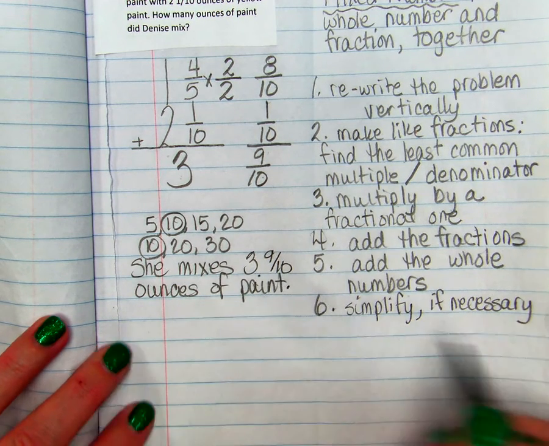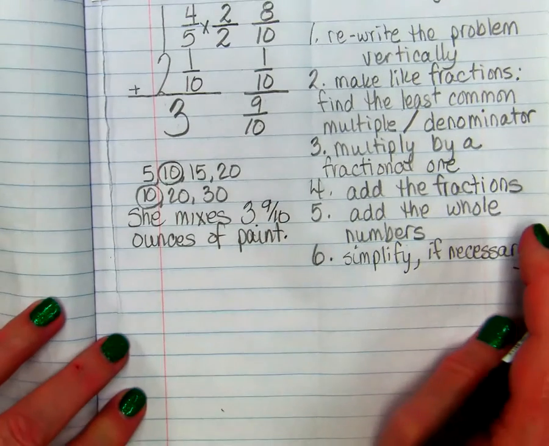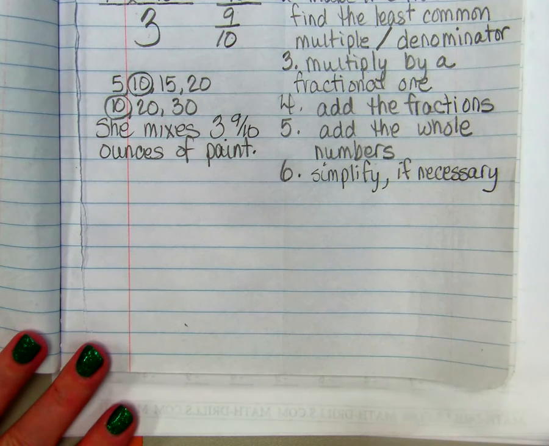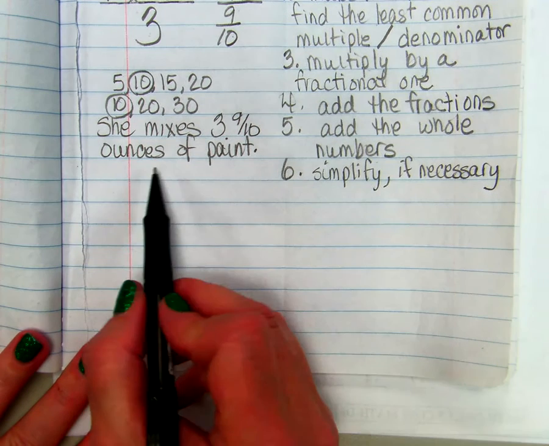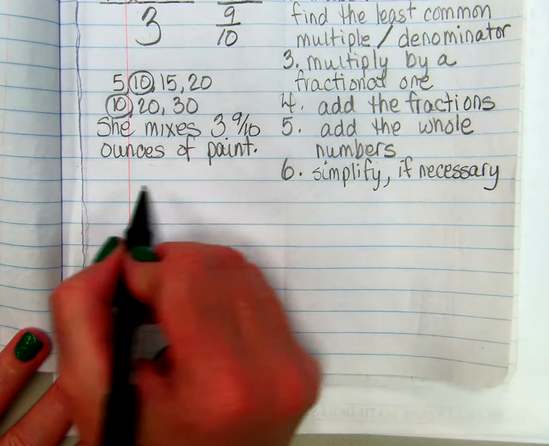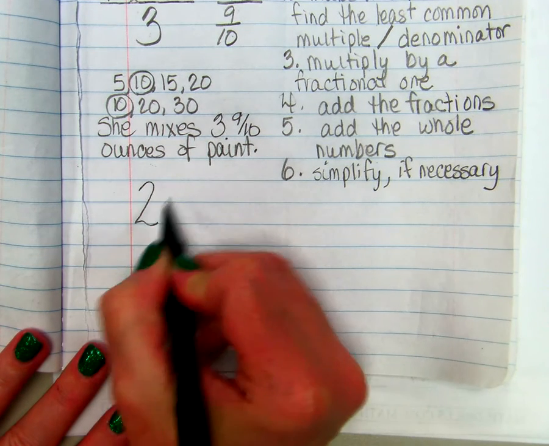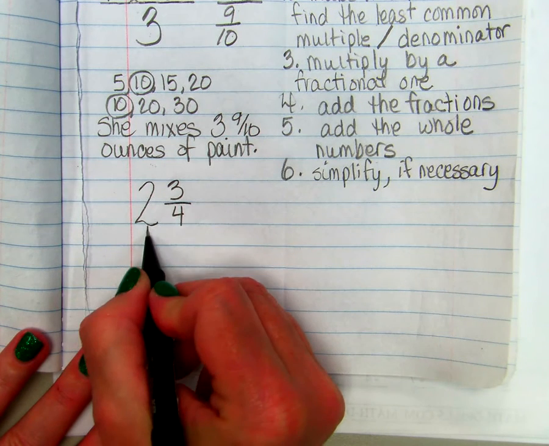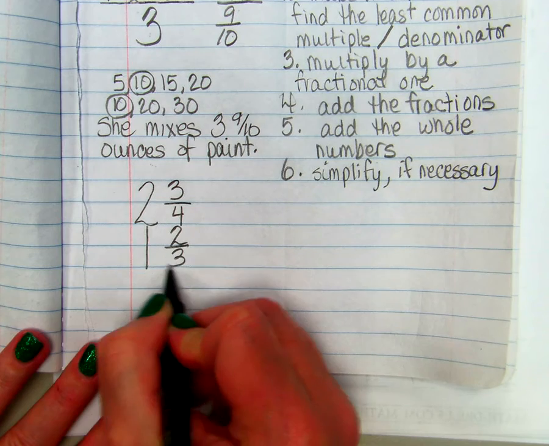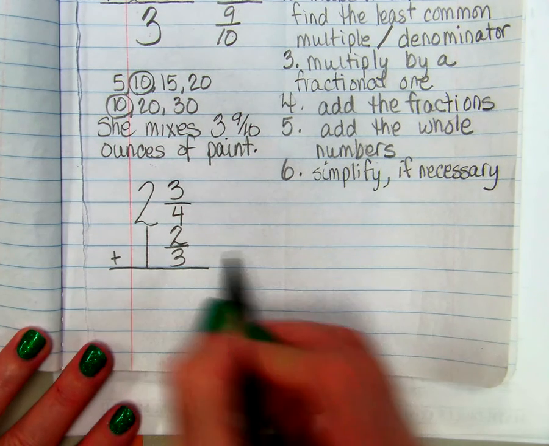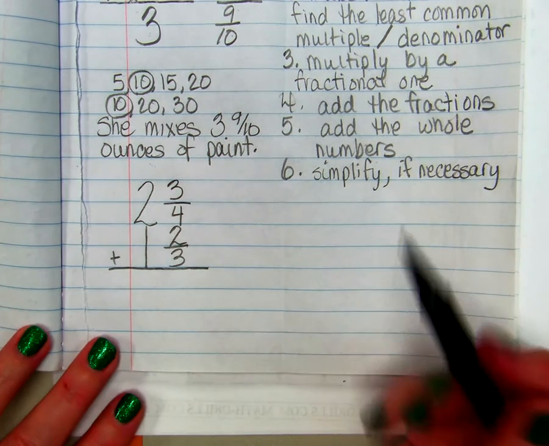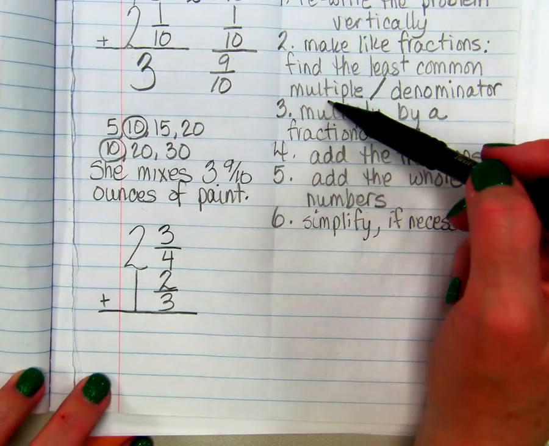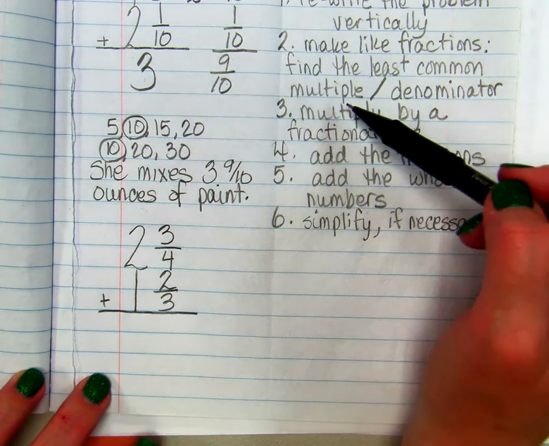Nice. All right, here we go. We're going to move forward. Let me move this up a little bit so we have some more space. I would like you to add one more example here. I'm going to skip this line and start right here. Put 2 and 3/4 plus 1 and 2/3. And let's make like fractions. Step 2. See that? Make like fractions, find the least common multiple.